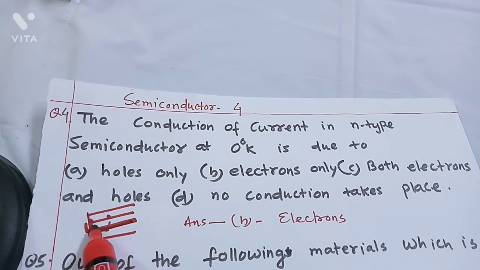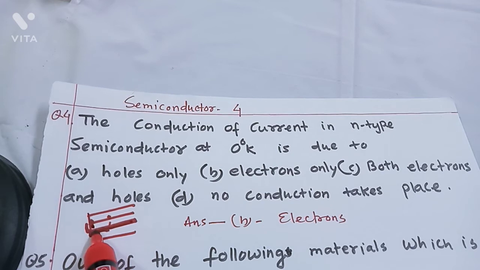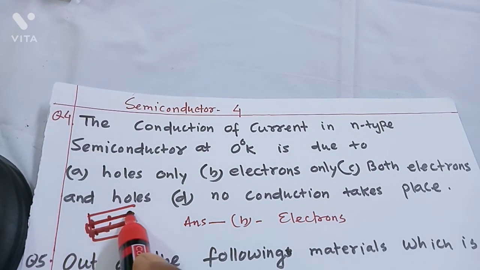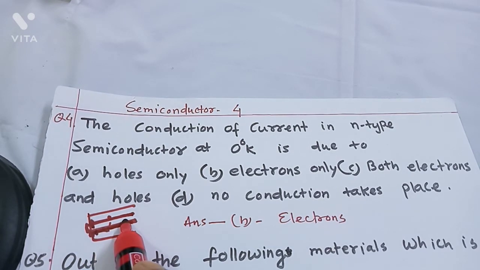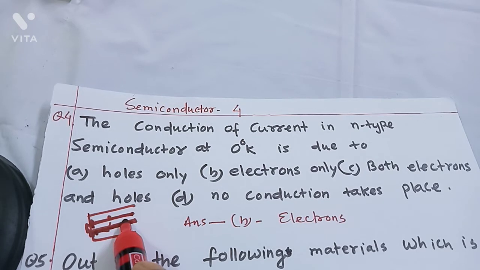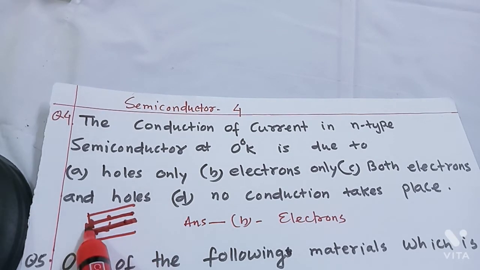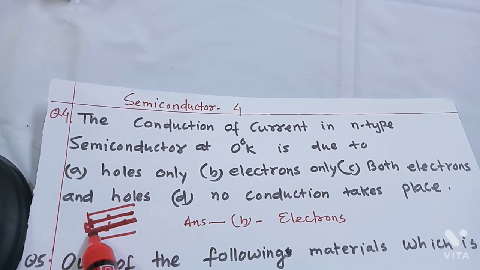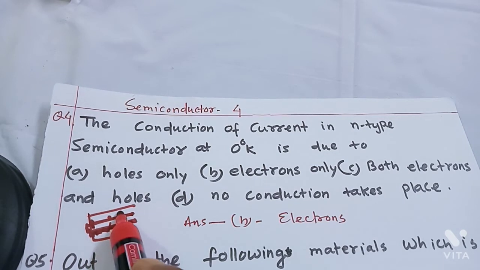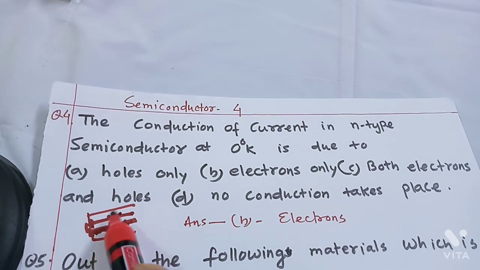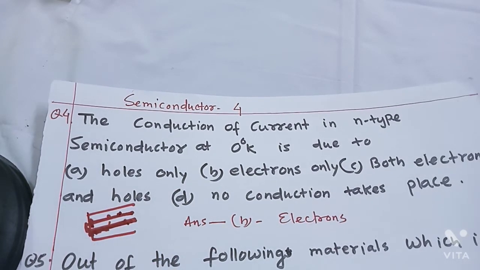and the energy difference between the lowest level of the conduction band and the impurity level is of the order of a few milli electron volts. As a result, when we apply an electric field, the energy transferred to an electron is sufficient to excite electrons from the donor level to the conduction band. As a result, there is flow of current and it is due to electrons only. So choice B is correct.